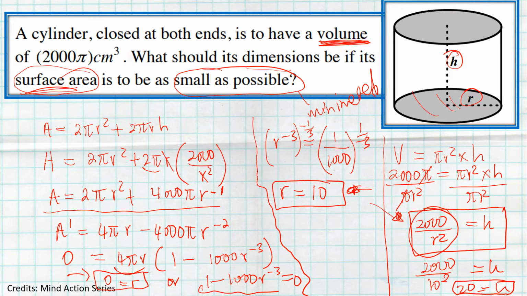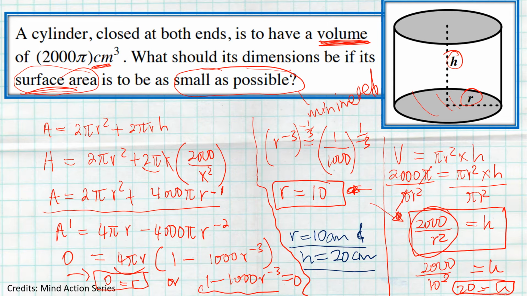So these are measured in centimeters. Our r will be equal to 10 centimeters, and our h must be equal to 20 centimeters in order to give us an area that is as small as possible. Those must be the dimensions.